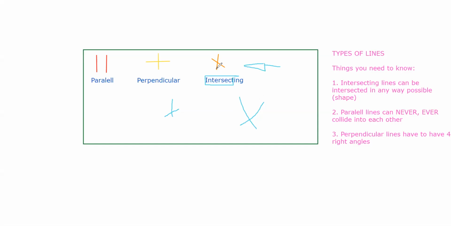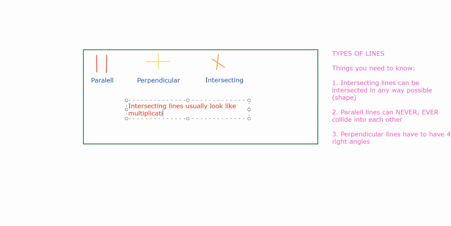So I also want to give you some tricks on how to remember if anything is an intersecting line, perpendicular line, or parallel line. So the one I have for intersecting lines is that intersecting lines usually look like multiplication signs. And a multiplication sign is just an X. So yeah.